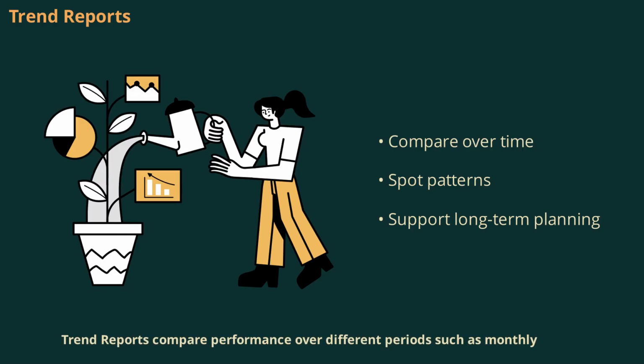Trend reports compare performance over different periods, such as monthly, quarterly, or annually. By analyzing trends, organizations can identify patterns, spot emerging issues, and make data-driven decisions. Trend analysis is vital for long-term planning and continuous improvement.